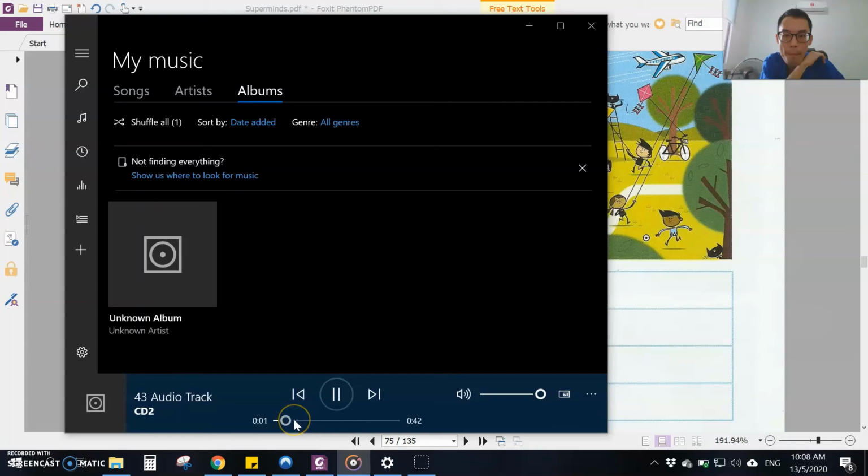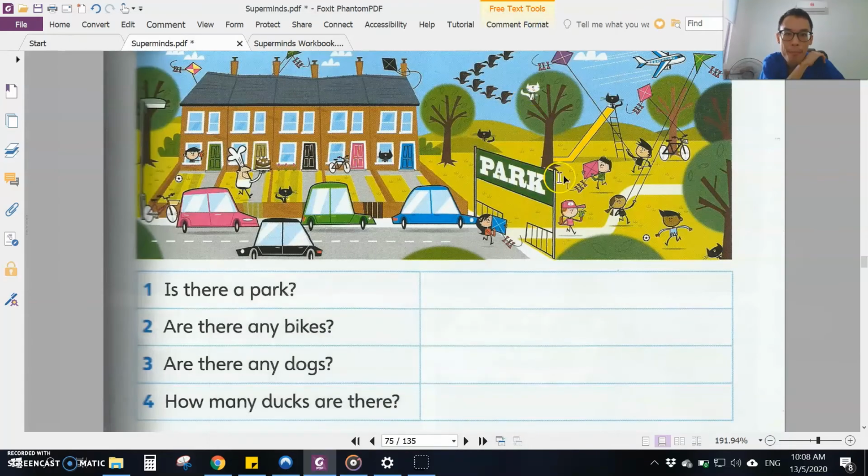Student's book, page 73. 1. Listen, look, and stick. Look at the picture. Is there a park? Yes, there is. Are there any bikes? Yes, there are. Are there any dogs? No, there aren't. How many ducks are there? There are 7.